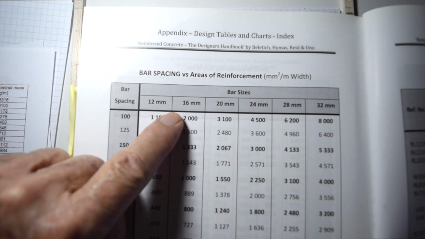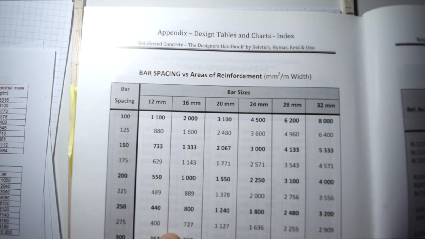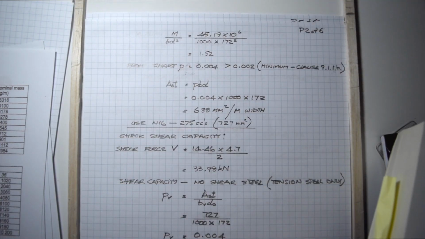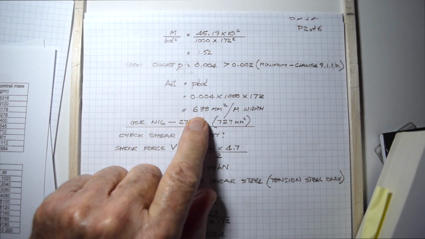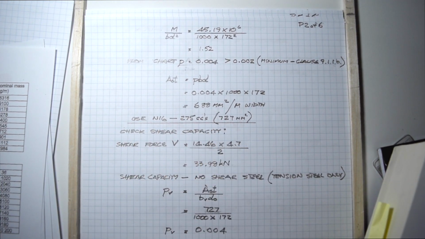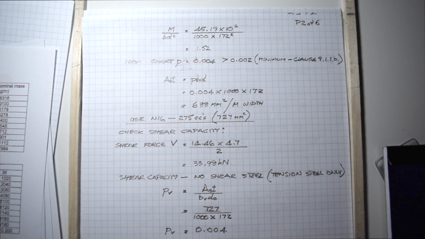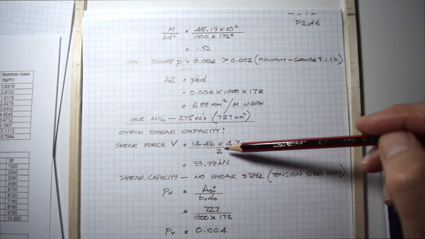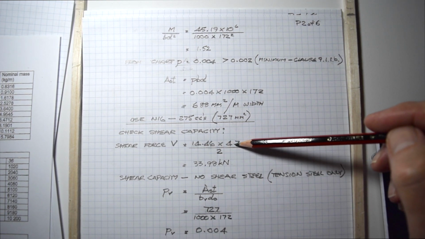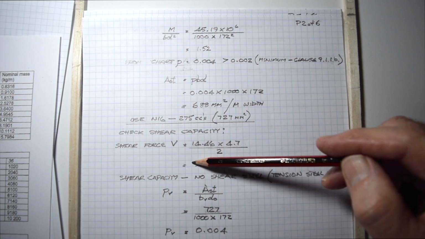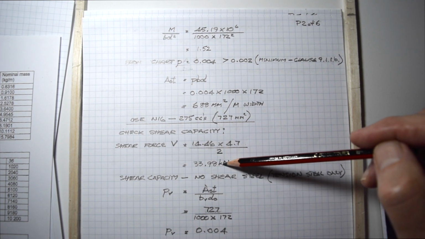But if you look at 16 millimeter bars at 275 centers, gives you 727 square millimeters, and you need 688 square millimeters, so you're fine. You can use N16s at 275, which is 727 square millimeters. Now, the shear capacity you have to check. The total shear on the slab is the load per meter multiplied by 4.7, the clear span, Ln, between the supports. Gives you a figure of 33.98 kilonewtons.